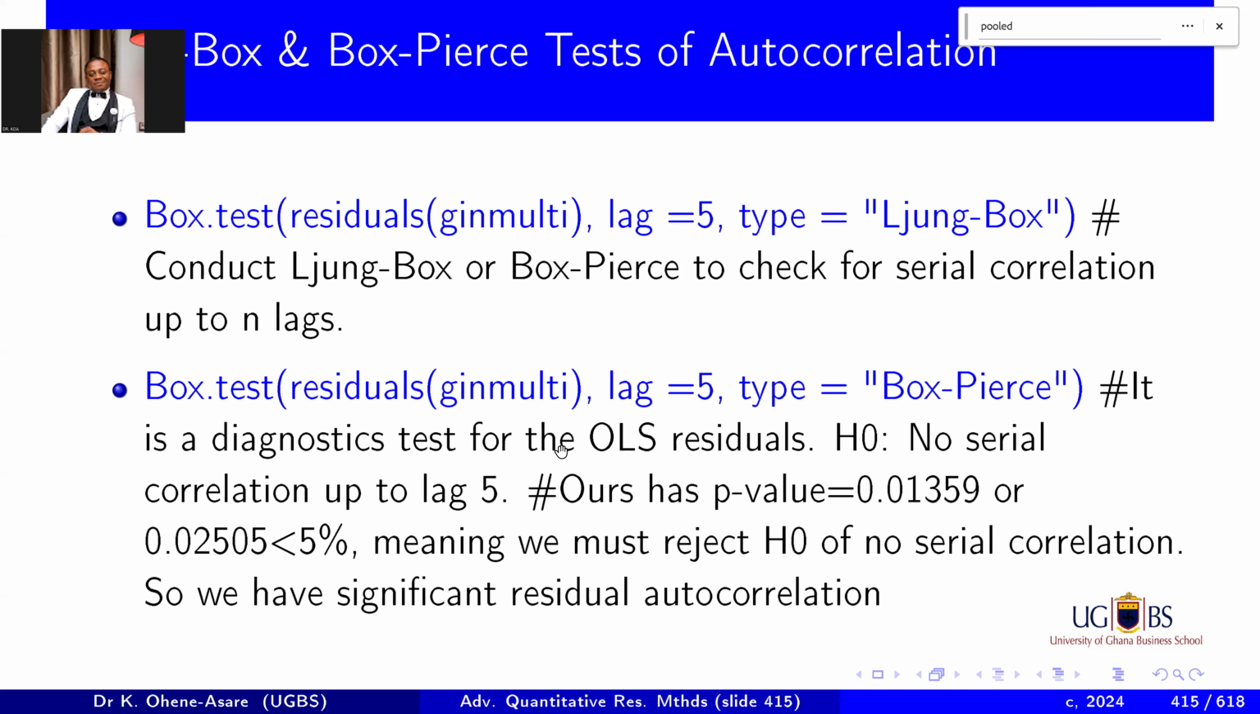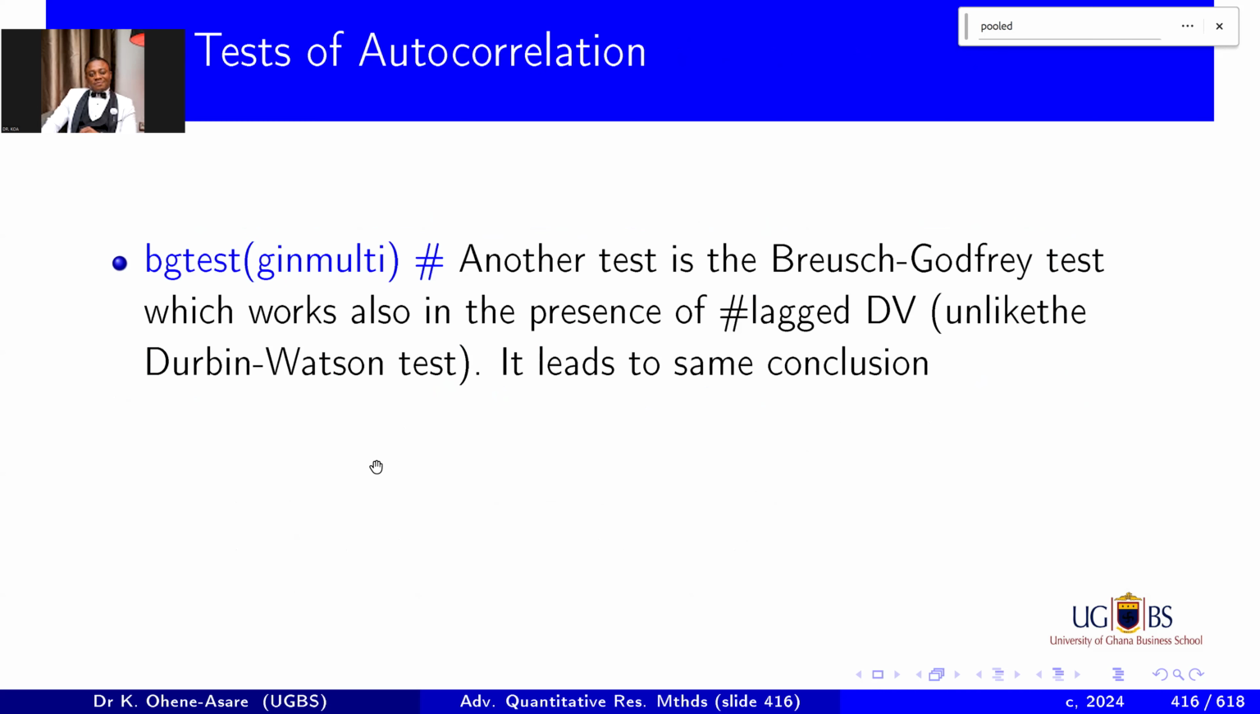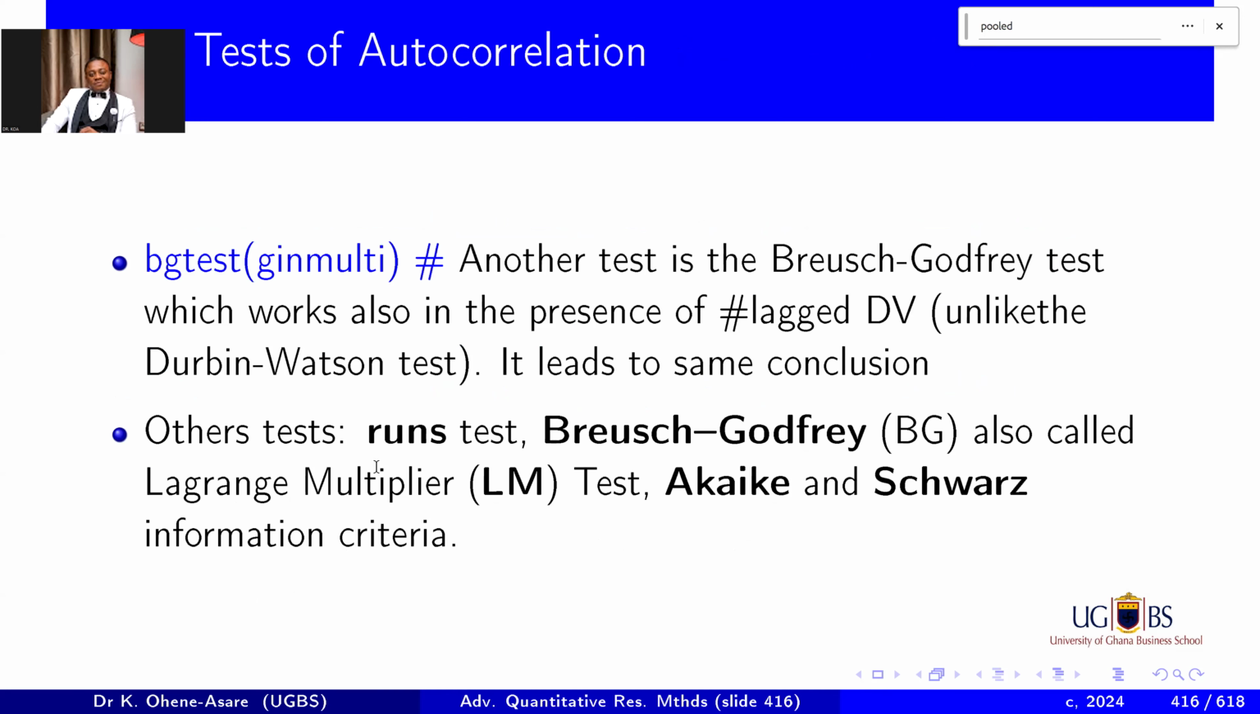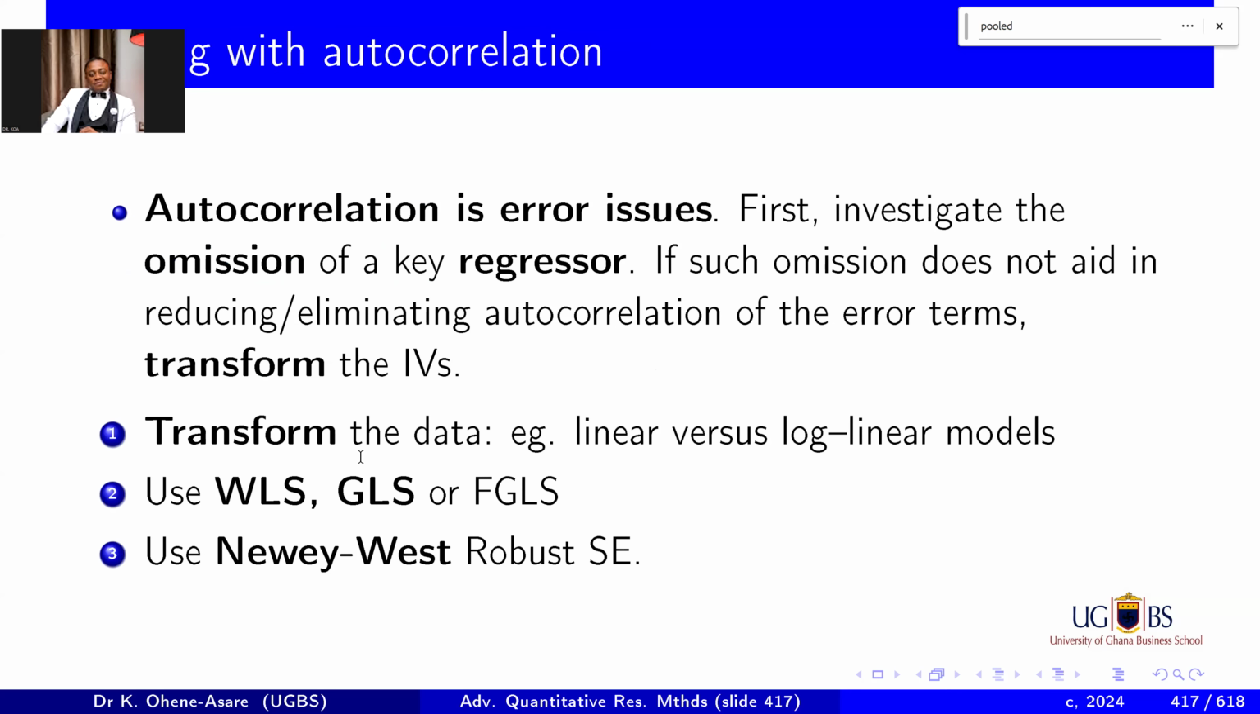You can use that, but again, like I told you, we don't have a lot of years in our work. But what if the autocorrelation is there? Other tests you can use are the Breusch-Godfrey, the Akaike-Schwarz information criteria, all of these things. But the most important thing I keep saying is: what if it is there? How do you deal with it? It's an error issue.